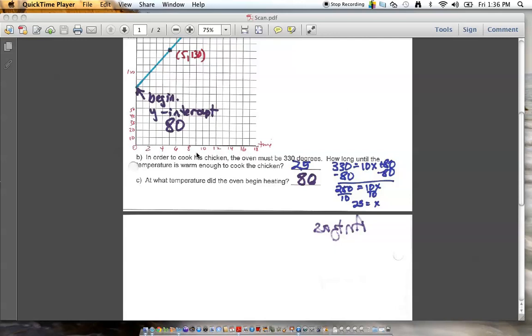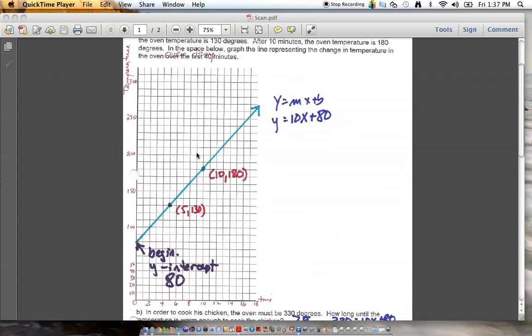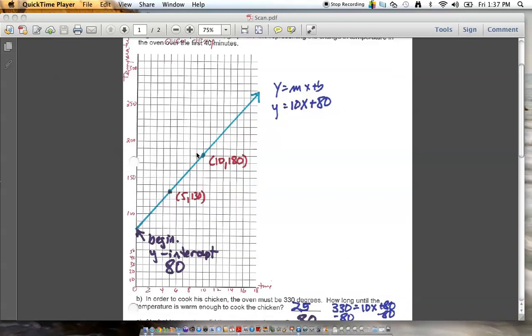Because they want to know when the oven's 330 degrees. That's what the y is. It's the temperature. So I subtract 80, I get 250, I divide by 10, and I get 25. Now, if you didn't want to do it that way, you could always say to yourself, okay, well, 10 times what plus 80 is 330. Well, I know that 250 plus 80 is 330, so 10 times 25. 25 would be the answer.